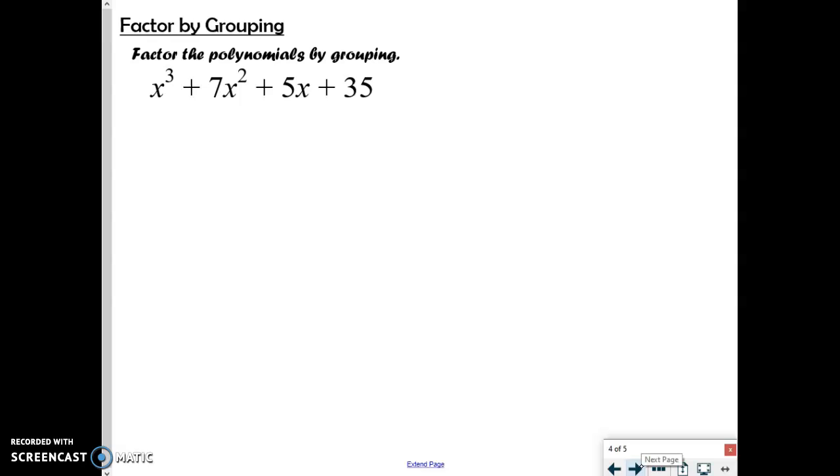So the first two terms that we have here, we group together, and the second two terms that we have, we also group together. The first two here, if we look to factor out the greatest common factor of each one of those, in this case it would be x squared. If we factor an x squared out of both, that would leave us with x plus 7.